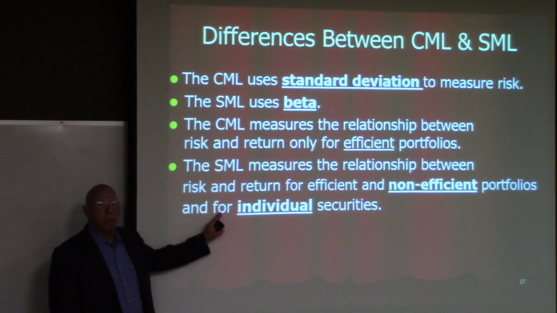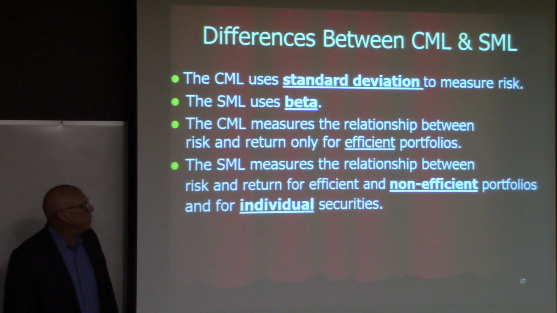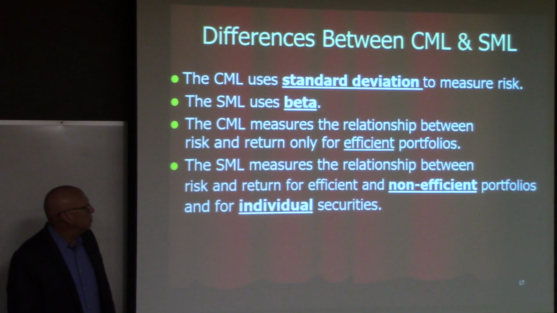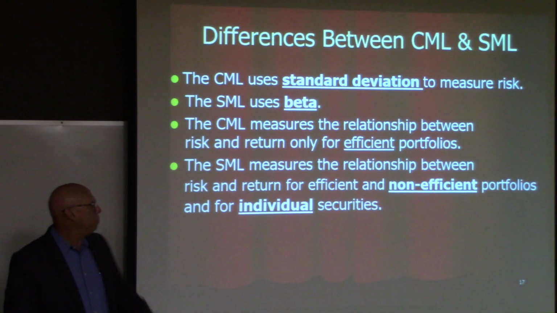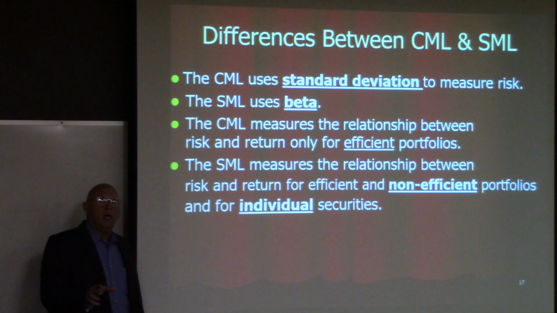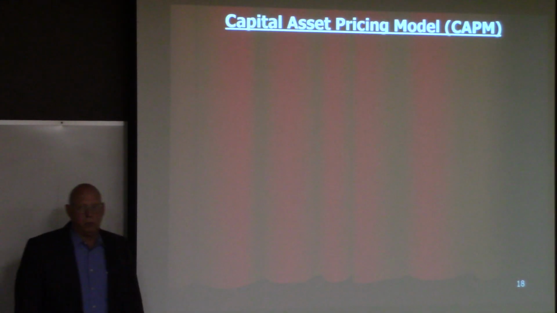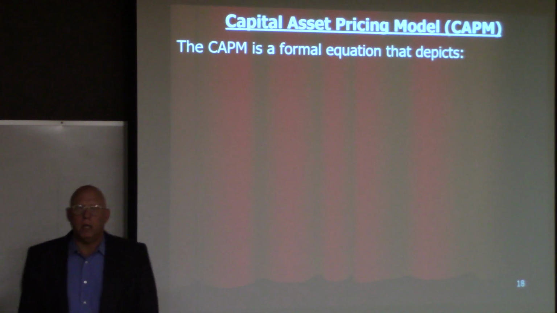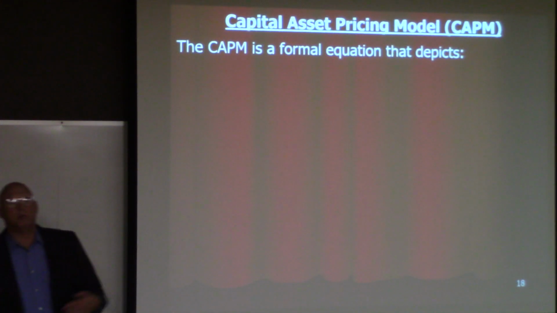So we're looking at beta, and we're looking at the relationship between beta and expected return. Okay, so a little bit different. The SML and the CML are somewhat similar in that they measure risk and return, but there are several differences. All right, so let's move over into the capital asset pricing model. As we talk about beta, let's plug it in.